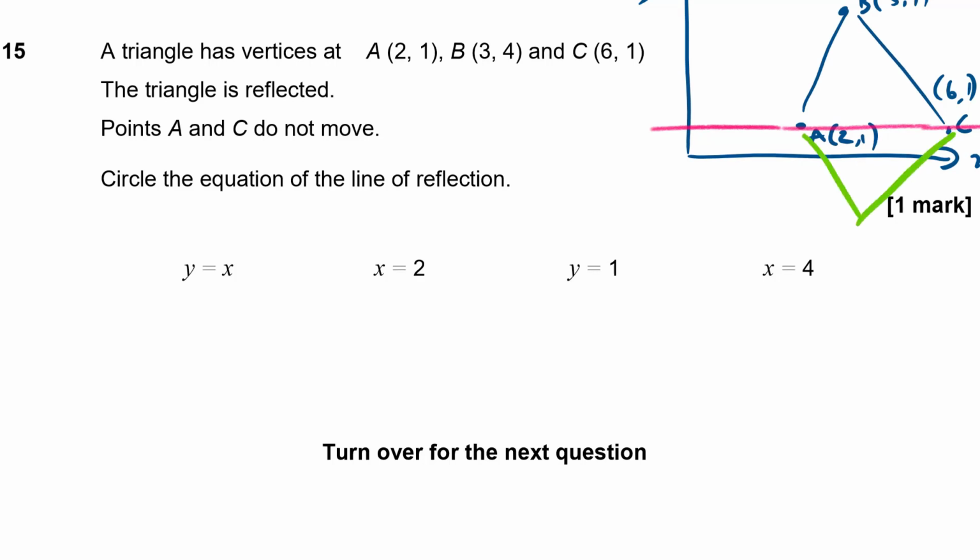So we just need to say what the equation of this mirror line is. Right, it's a horizontal line, so it has an equation y is equal to something, and that something is this value here where it passes through the y-axis, and it passes through the y-axis at 1. So the solution is, or the equation is, y equals 1.